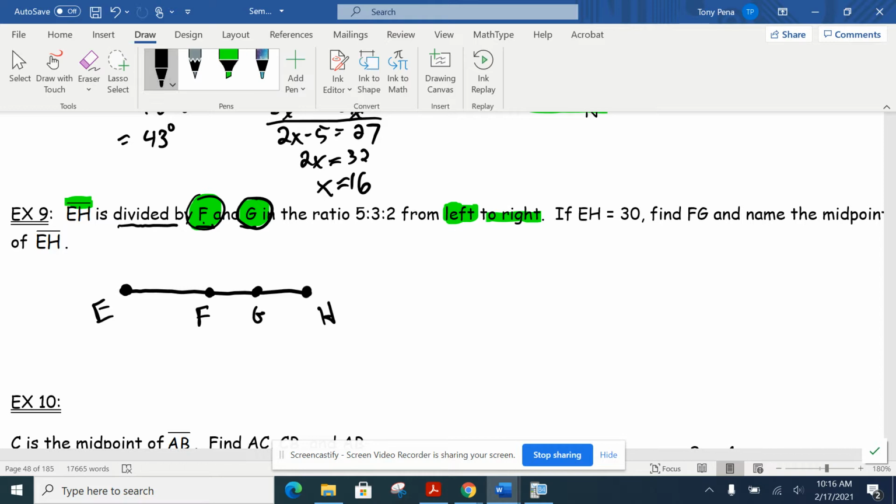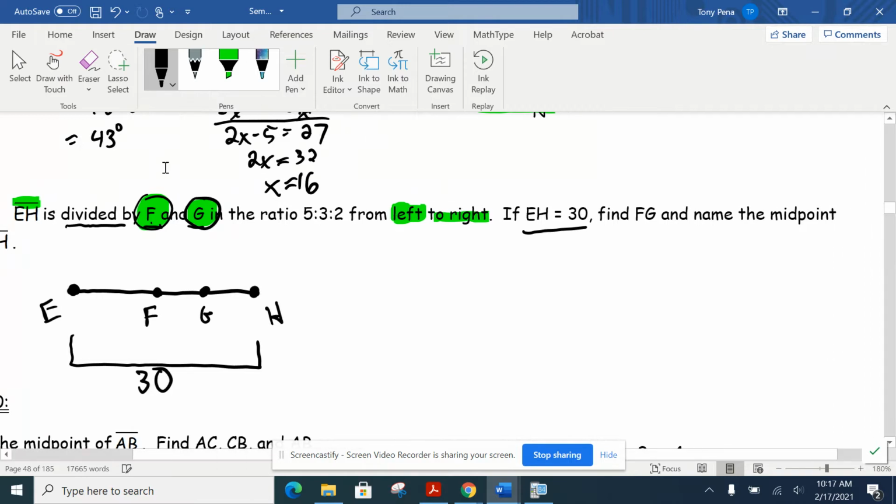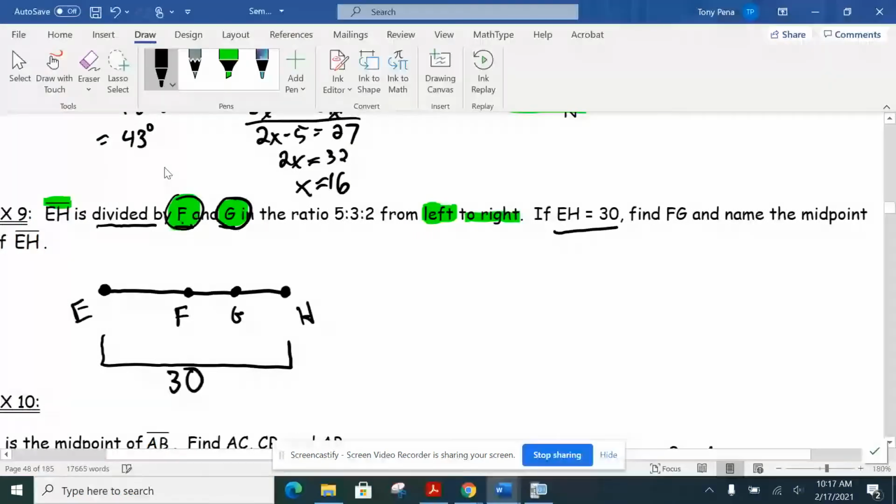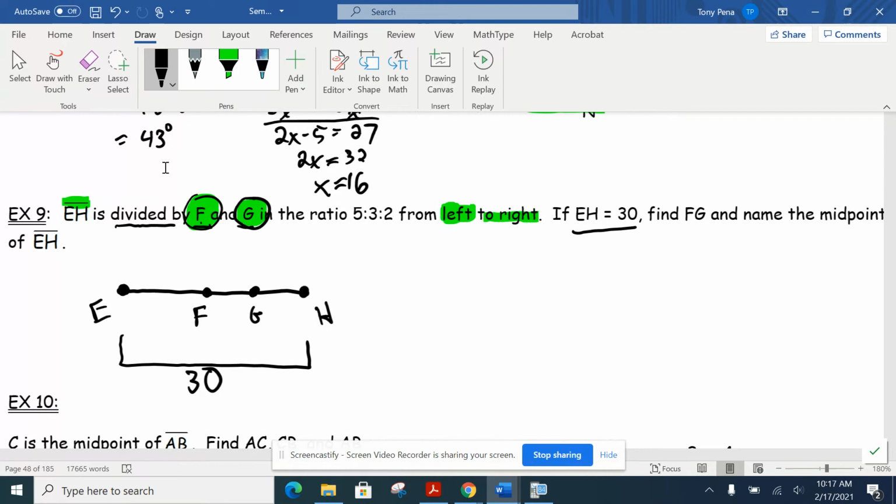Thanks, Zach. Yeah. Then I tell you that the length of E to H is 30. So if I now do this entire length from the beginning of the segment to the end of the segment, I know that this has a length of 30. All right. And then I want you to find the length of FG and then name the midpoint of the segment EH. So now let's go back to this little wording right here. So we don't know what these are, right? We dealt with one of these yesterday. You could do some guessing and checking, but that could take some time. But we don't know what one of these are.